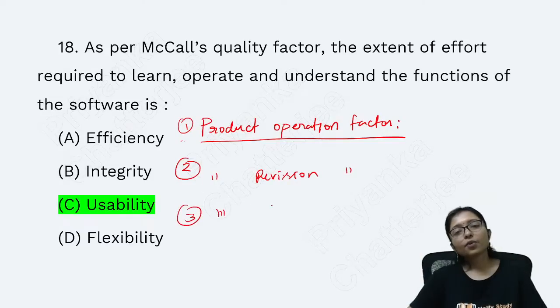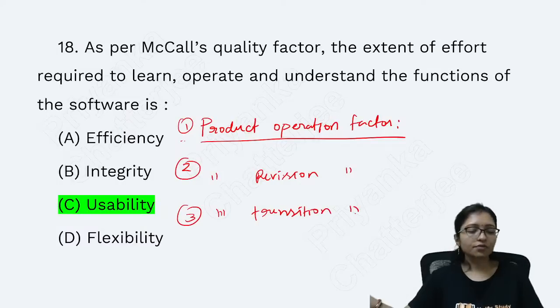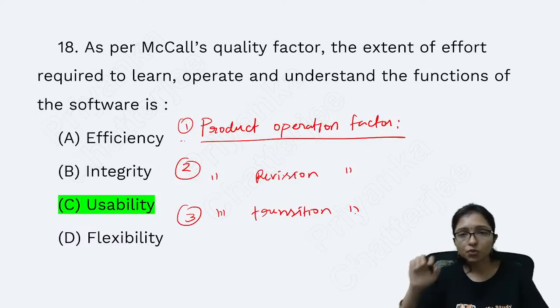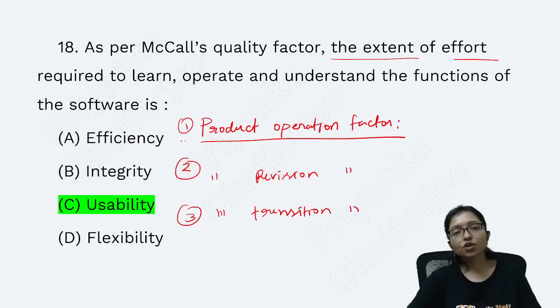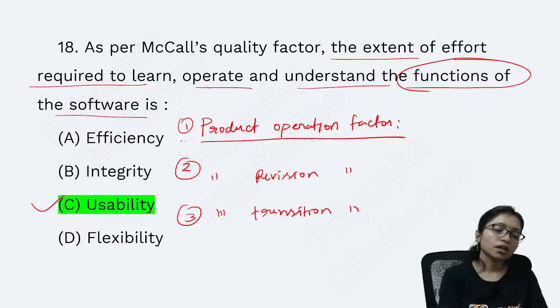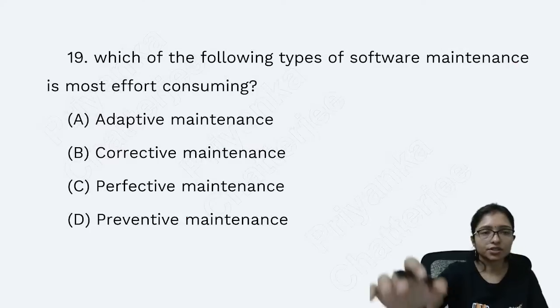Number 3 is product transition factor. Under that it is coming portability, reusability and interoperability. These all the words are very important words. From these words only question came. You can see the extent of the effort required to learn, operate and understand the functions of the software, that is usability. You should learn those words, and multiple time questions are coming from these words. Definitely learn all the words, very important.